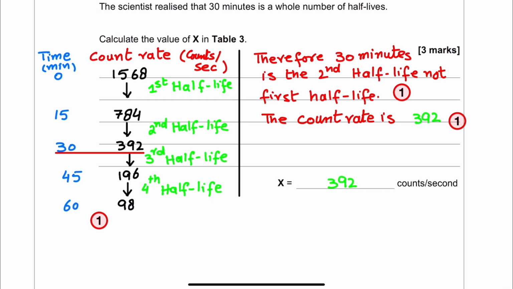So the time of the first half-life is 15 minutes. The second half-life is at 30 minutes. The third half-life is at 45 minutes. And the fourth half-life is at 60 minutes, and the answer is 98. So the value of x in our question is 392 counts per second. Therefore, 30 minutes is the second half-life, not the first half-life, and the count rate is 392 counts per second.